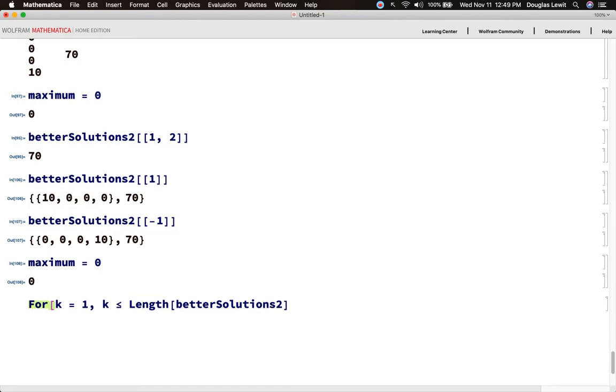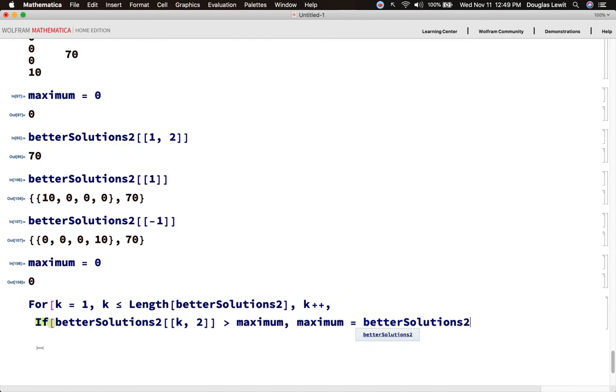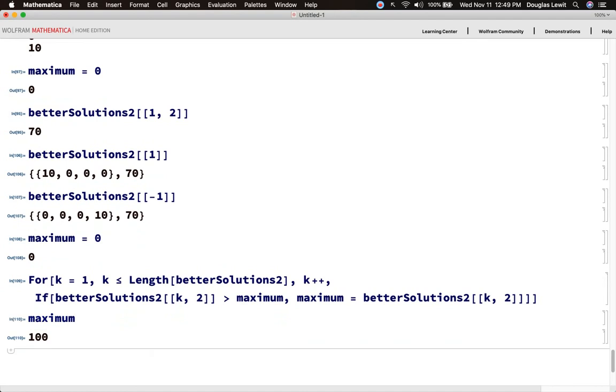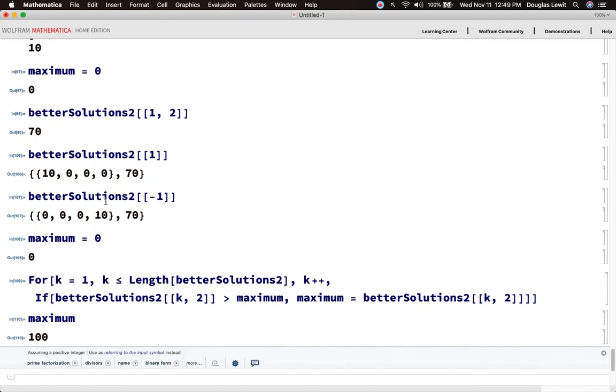Okay, I could also do the problem like this. K plus plus, which means k goes up in steps of 1, if betterSolutions 2 K is greater than the maximum, then change the maximum so that it's equal to betterSolutions 2 K. Close the if, close the for. So now maximum should be 100.